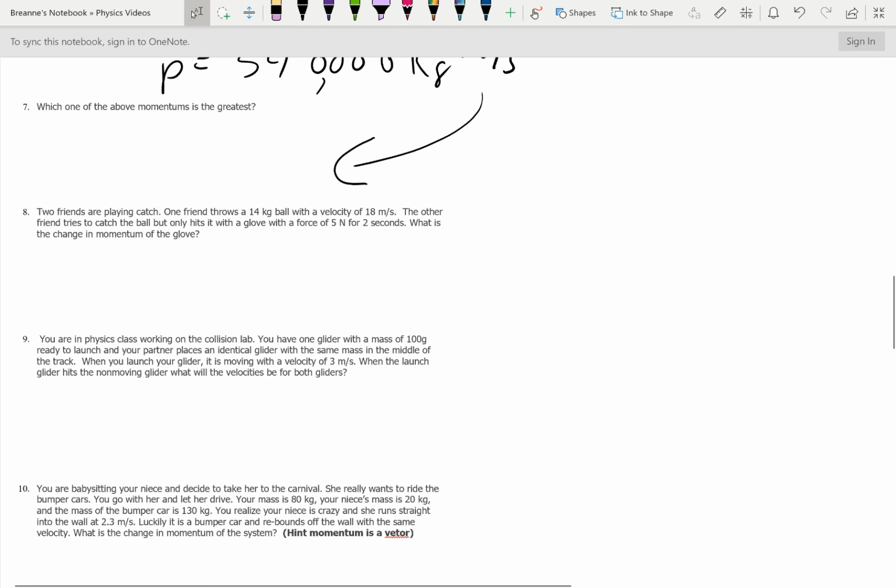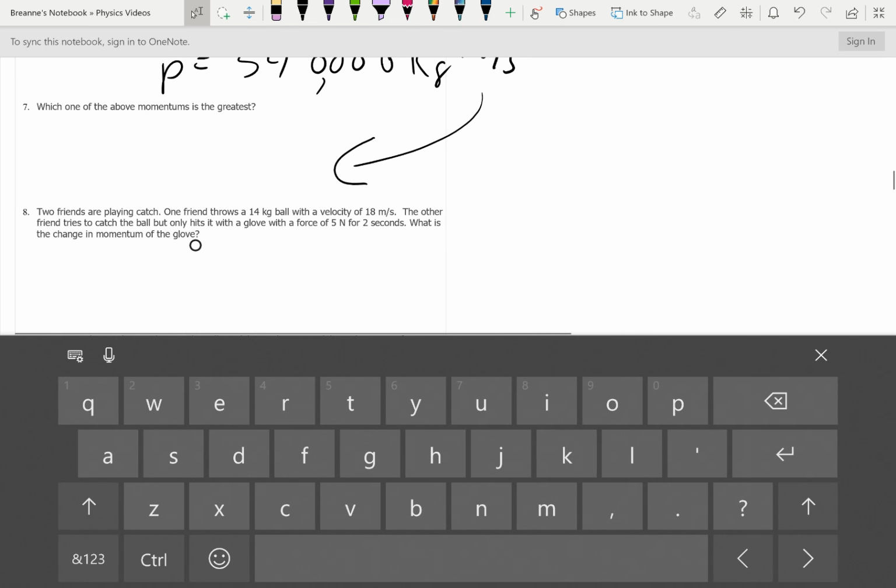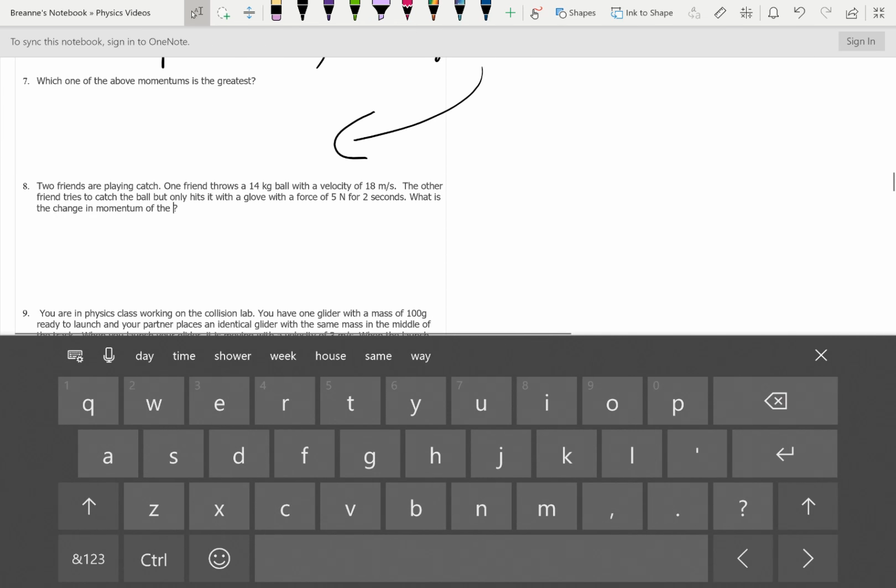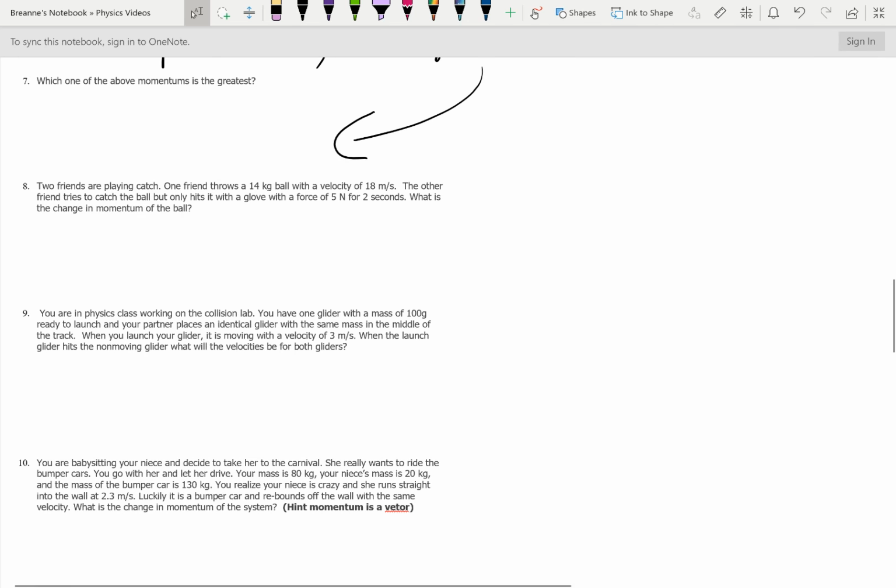Of the glove? I should say the change in momentum of the ball. Yeah, that's a mess up. Of the ball. Sorry about that, guys. Should be a change in momentum of the ball.